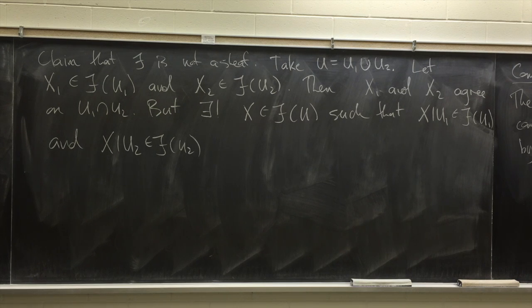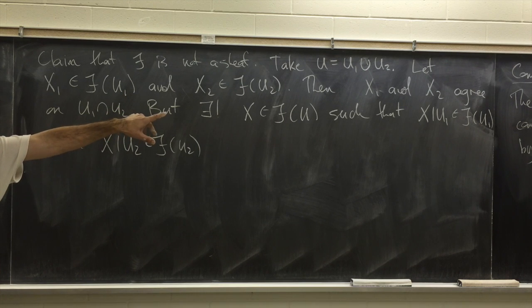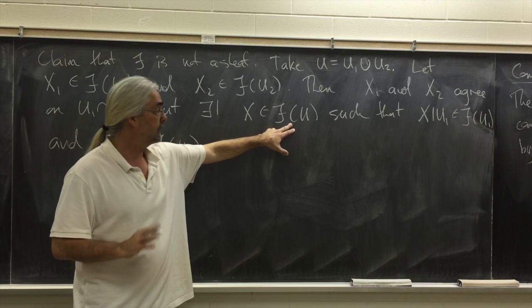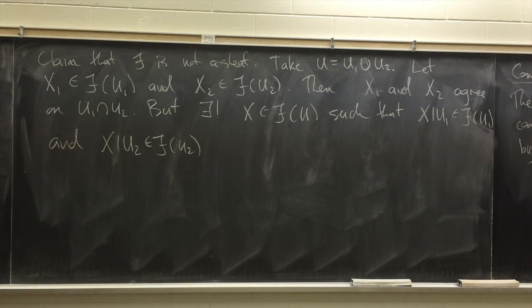Right, okay, good. So suppose you have a vector field in F of U. That means it has to be in this set or in this set, because that's what F of U is. So it has to be a restriction to U of something from here and something from here. As soon as it's in here, its restriction to U2 will be 0. So it can't agree with x2.